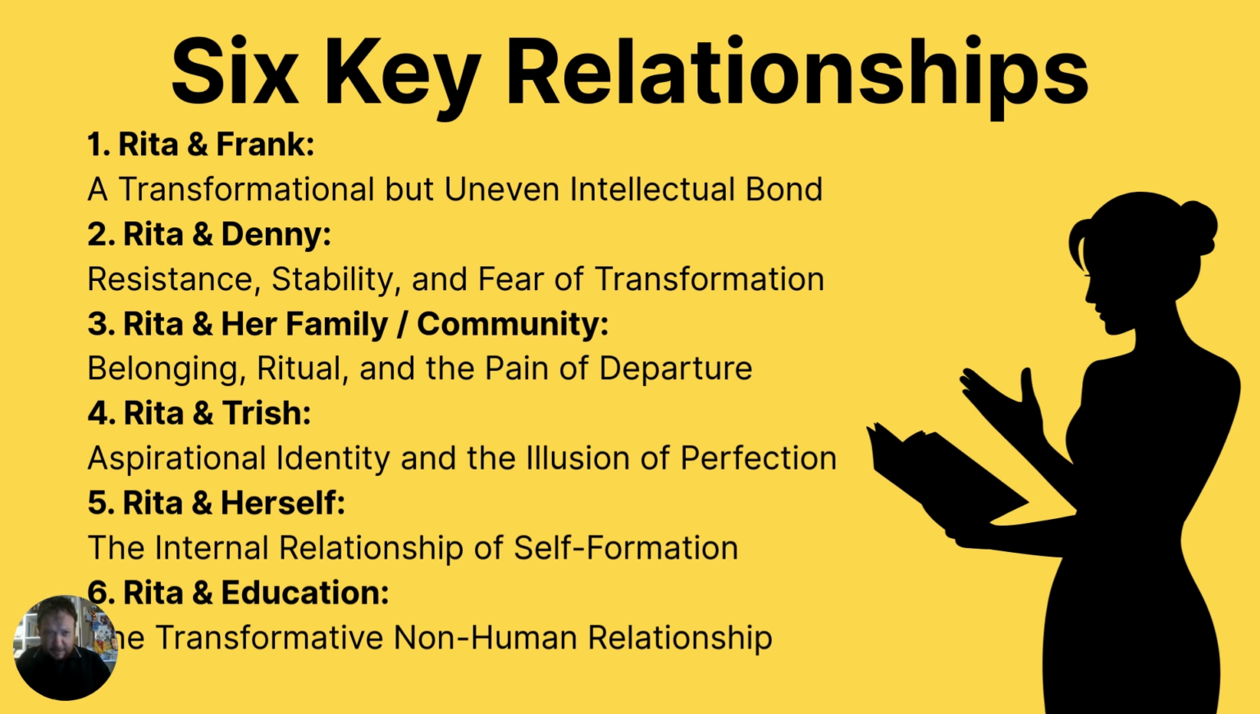Okay. The main focus of this video then is going to be on 6 key relationships. Rita and Frank, Rita and Denny, Rita and her family and community, Rita and Trish. And then the last 2, it really depends on the exam question that you get, because it might be wise to study and make sure you've got some ammunition to talk about her own internal relationship, and her self-formation. And then finally, we're going to look at the only non-human relationship here, the relationship between Rita and education.